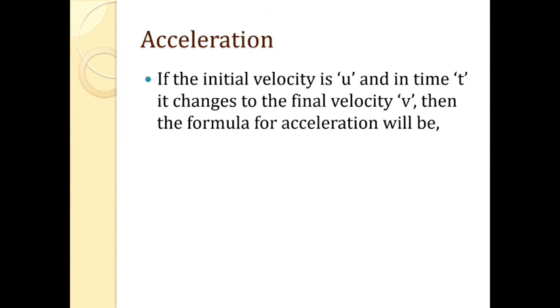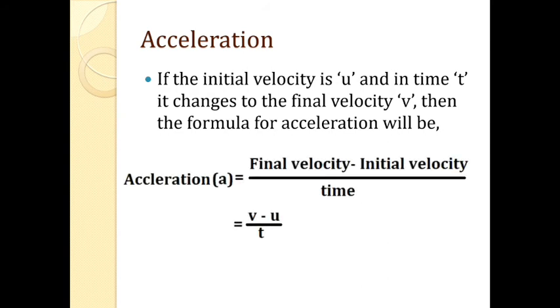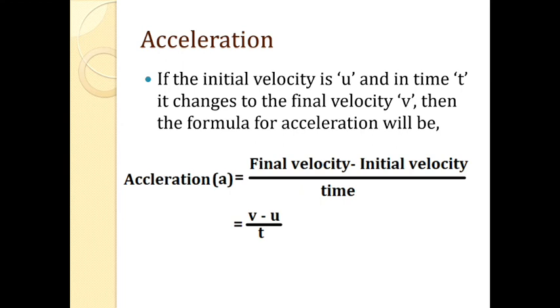Suppose the initial velocity of an object is u and in time t its velocity changes to v. So the final velocity is v. Then the formula of acceleration can be written as acceleration a is equal to final velocity minus initial velocity upon time. Final velocity is v and initial velocity is u, so the formula becomes a is equal to v minus u upon t.